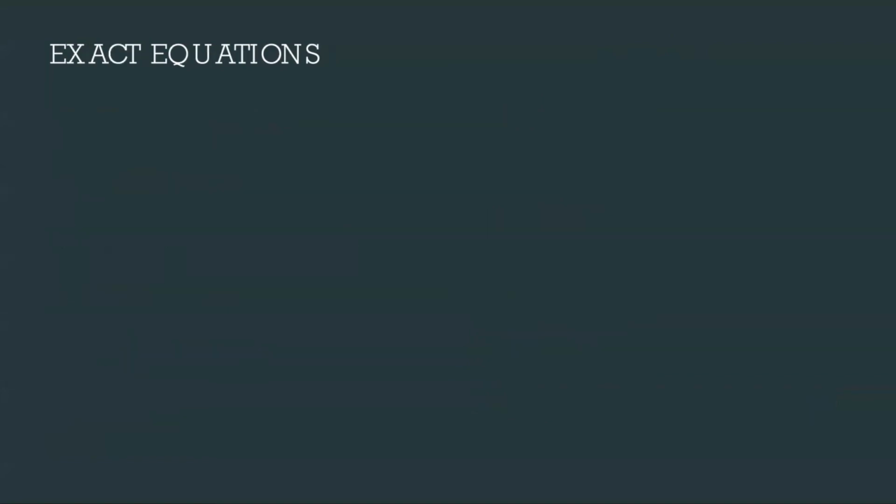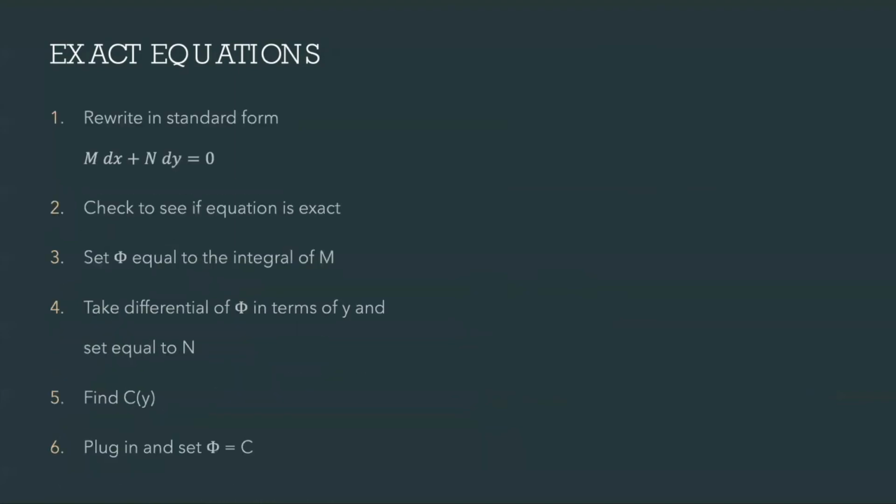The next type of equations is exact equations. How do we solve these types? Well, step 1 is to rewrite in standard form. The standard form is m dx plus n dy is equal to 0. The second step is to see if the equation is exact. Step 3 is to set phi equal to the integral of m. Step 4 is to take the differential of phi in terms of y and set that equal to n. Step 5 is to find c of y. Step 6 is to plug in and set phi equal to c. Now this may look confusing at first, but after we walk through the example, you guys will understand this for sure.